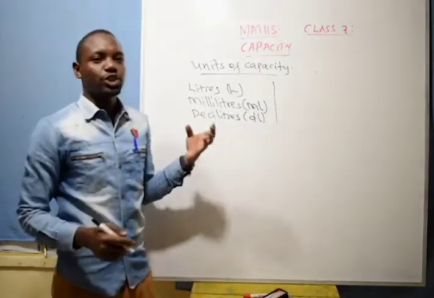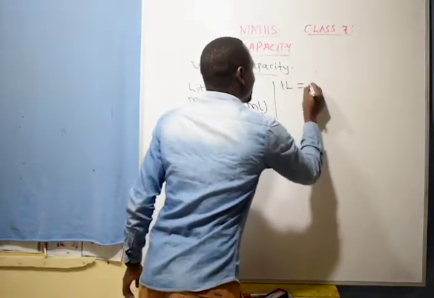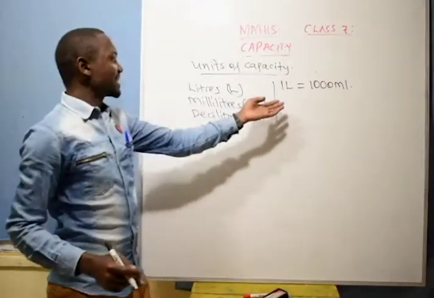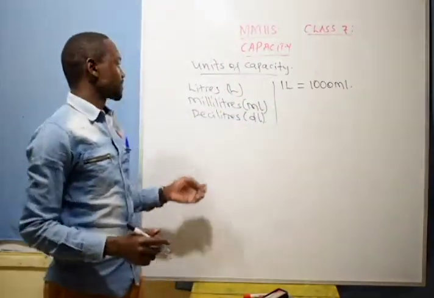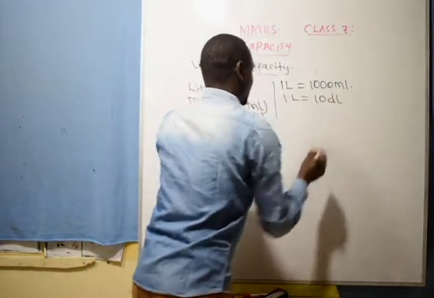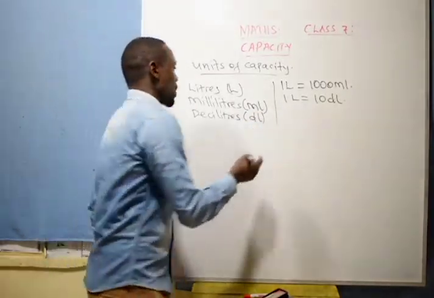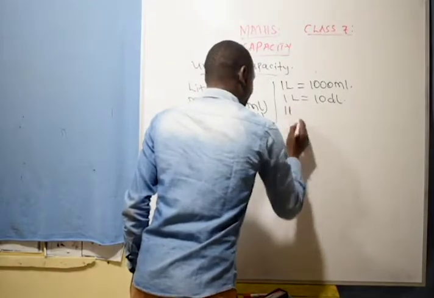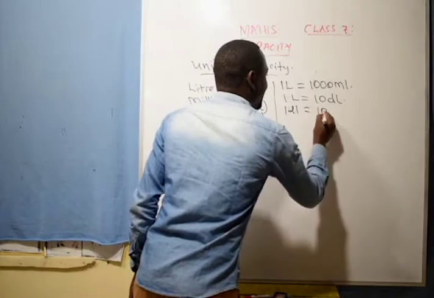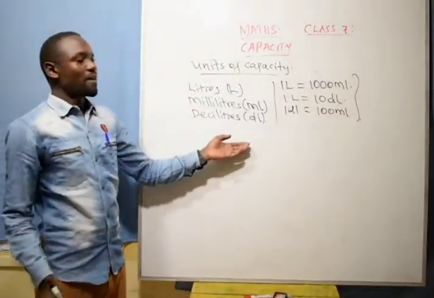Let's look at the relationship between the units of capacity. We say 1 liter is equivalent to 1000 milliliters. 1 liter is equivalent to 10 deciliters. And also, 1 deciliter is equivalent to 100 milliliters. That is the relationship between the units of capacity.